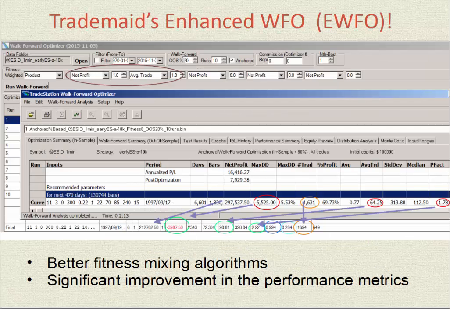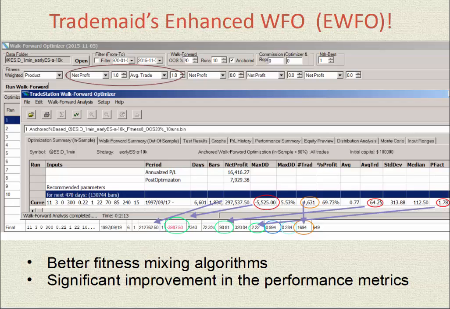Meet the new enhanced TradeMaid Walk Forward Optimizer. There are a lot more great features here than what you can see. Note in the example how net profit and average trade have an equal weight of 1. So that's the equivalent to 50% on the Tradestation Walk Forward Optimizer. Note how the average trade increased from the Tradestation Walk Forward Optimizer at 50% net profit and 50% average trade.